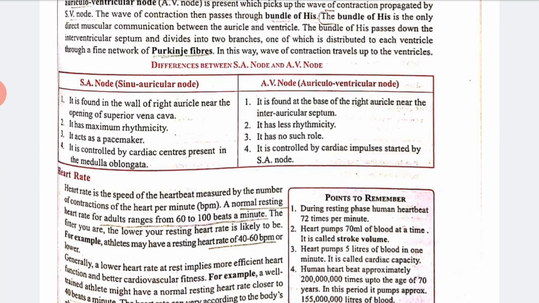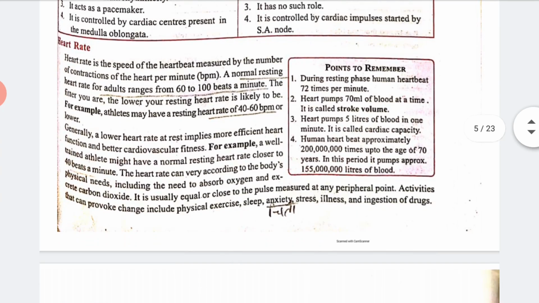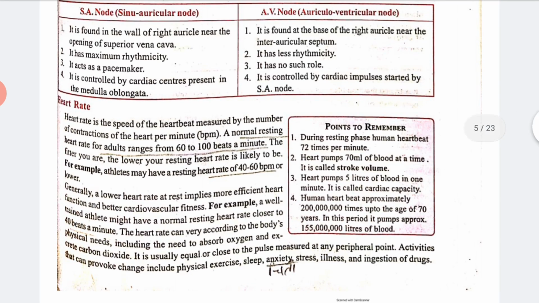Now if we talk about heart rate: heart rate is the speed of the heartbeat, measured by the number of contractions of the heart per minute, that is BPM. A normal resting heart rate for an adult ranges from 60 to 100 beats a minute. The fitter you are, the lower your resting heart rate is likely to be. For example, athletes may have a resting heart rate of 40 to 60 bpm or lower.